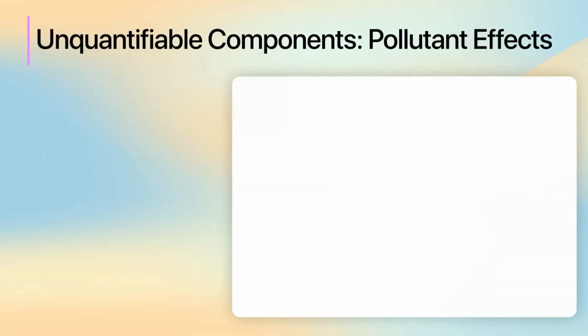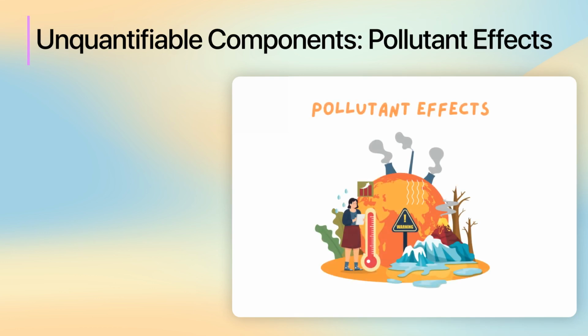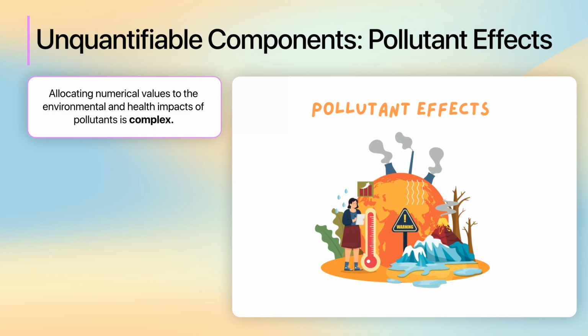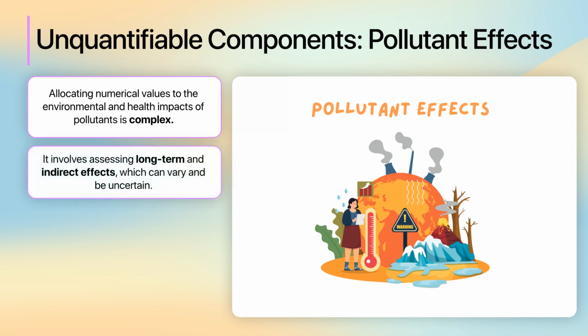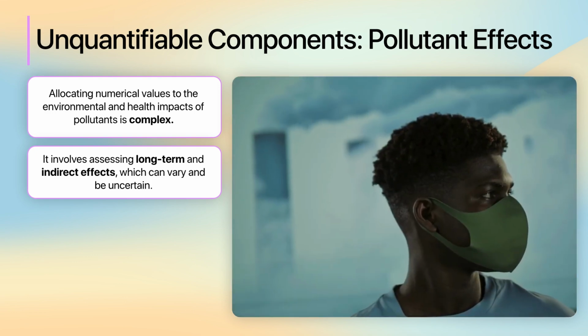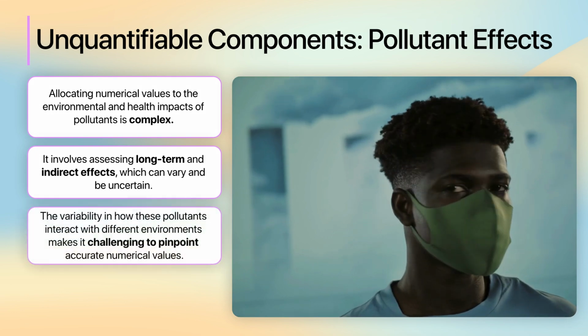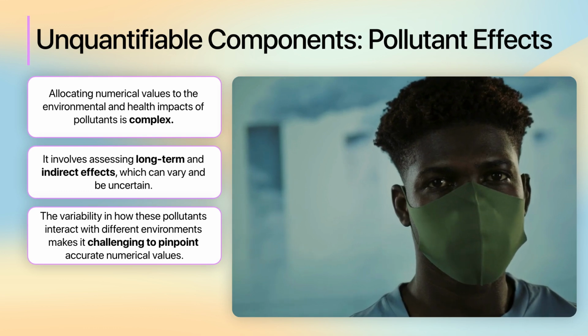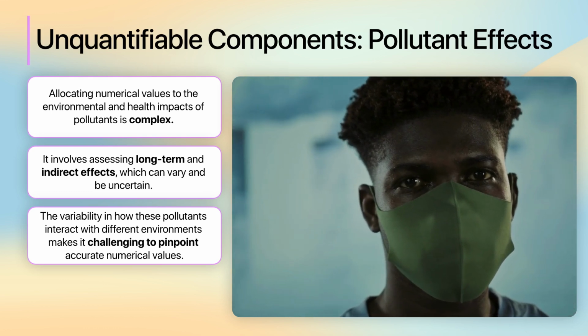Now, while these components are straightforward to measure, not every aspect of a life cycle assessment is as easily quantified. Let's look at some of the more challenging factors. Starting with pollutant effects. Allocating numerical values to the environmental and health impacts of pollutants is complex. This is because it involves assessing long-term and indirect effects, which can vary and be uncertain. For instance, determining the impact of chemical pollutants on ecosystems or human health often requires complex models and assumptions. The variability in how these pollutants interact with different environments makes it challenging to pinpoint accurate numerical values.